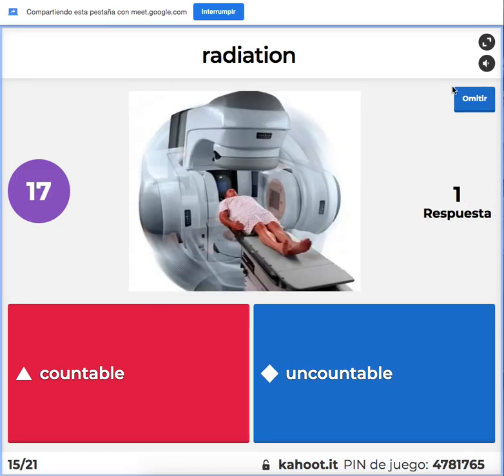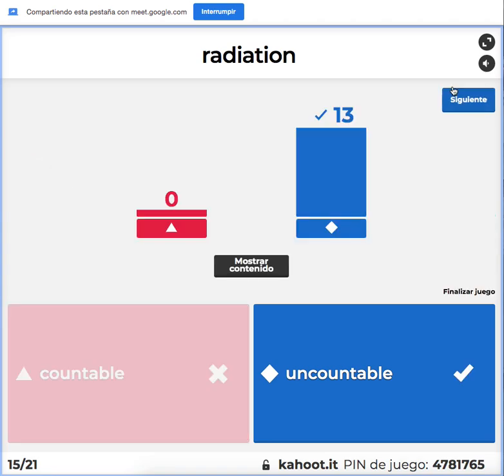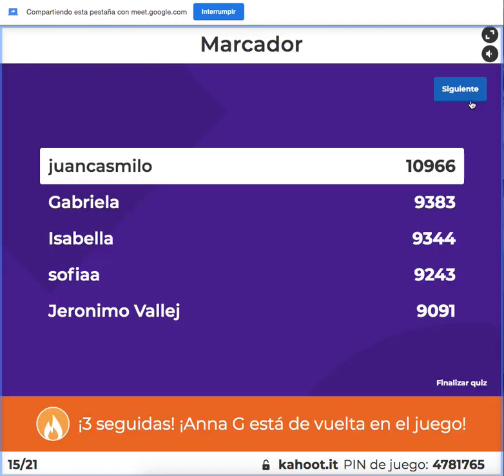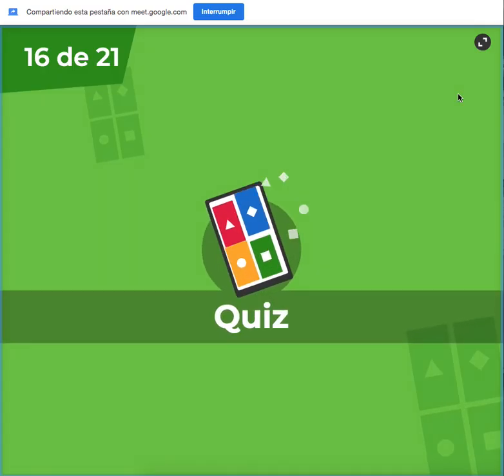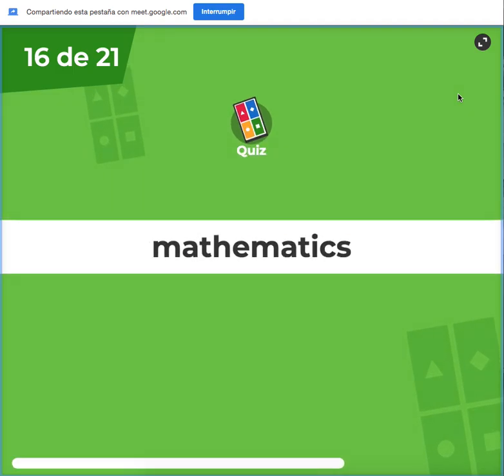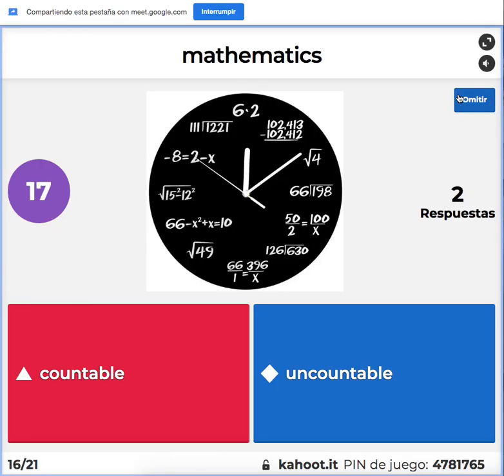Radiation. Guys, think about radiation. Is it possible to count radiation? Yes or no? Very good, guys. Perfect. Uncountable. The next one, mathematics, countable or uncountable? What do you think? Mathematics, go ahead, you can do it.